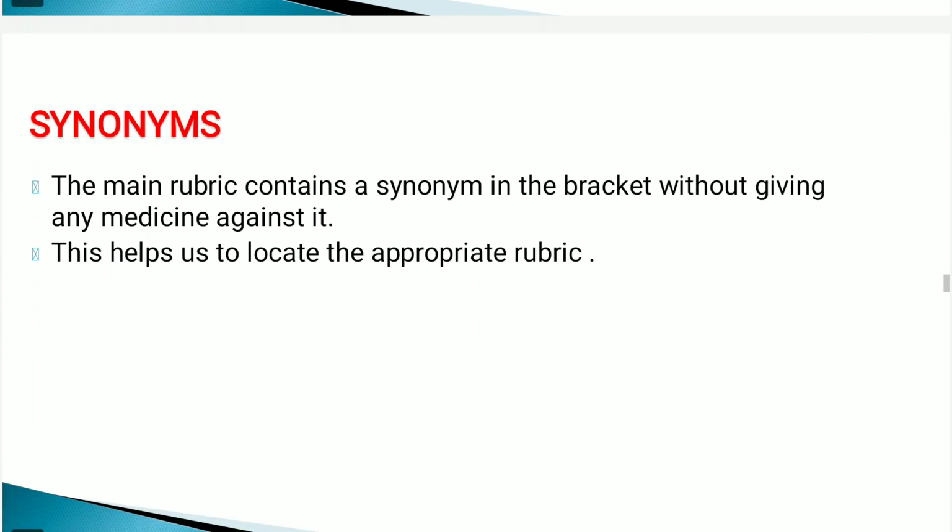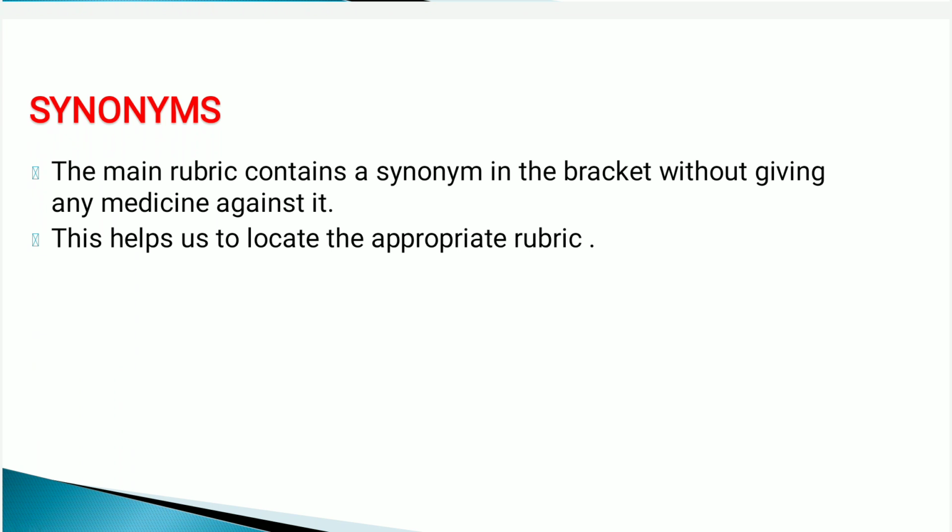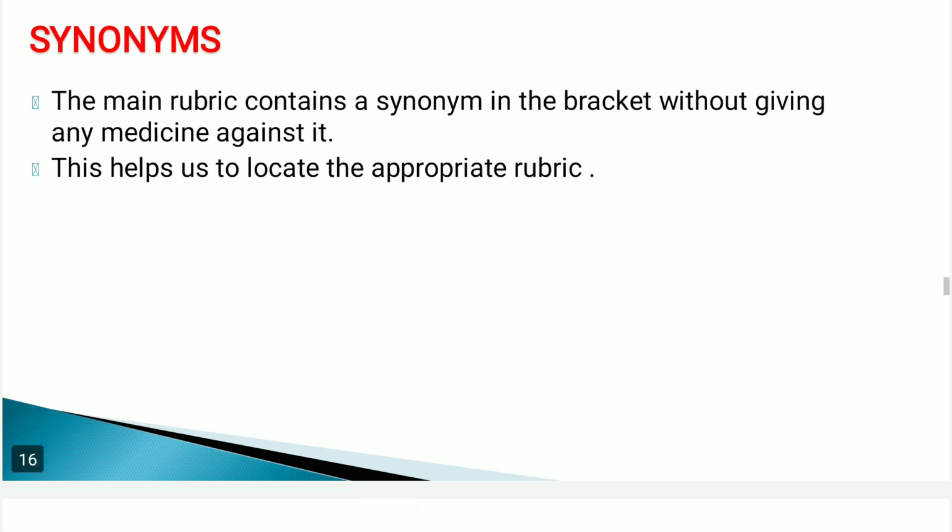Then synonym, that is, the main rubric contains a synonym in a bracket without giving any medicine against it. What is a synonym? A rubric of similar meaning. It was given in brackets in Kent repertory, and in front of that synonym no medicine was given, and this helps us to locate the appropriate rubric.